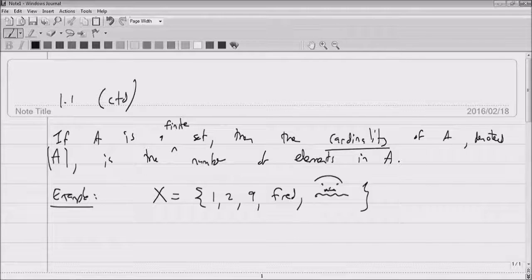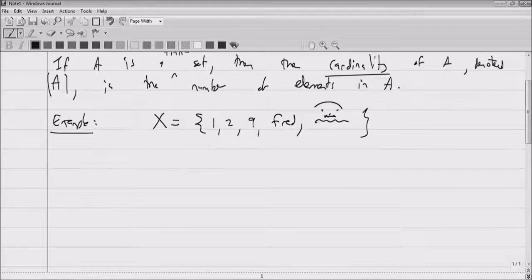So that's a set there. Then the cardinality of x is, well, how many elements are there? 1, 2, 3, 4, 5. So the cardinality of x is 5. Okay, so simple. Things get considerably more complicated when you start talking about infinite sets.